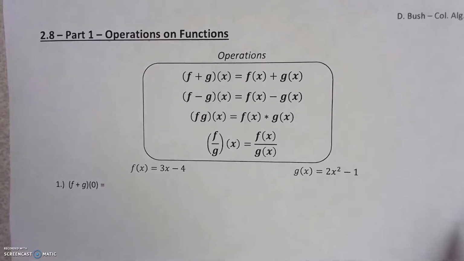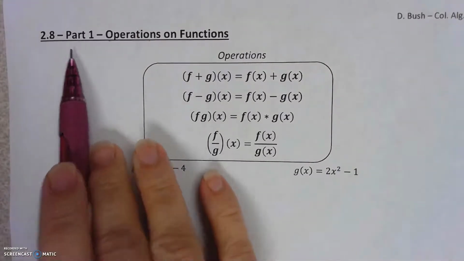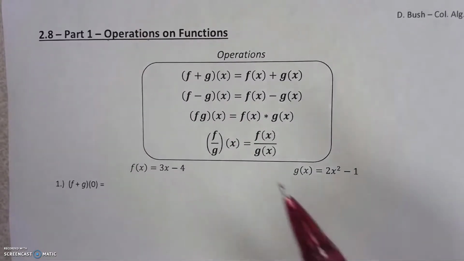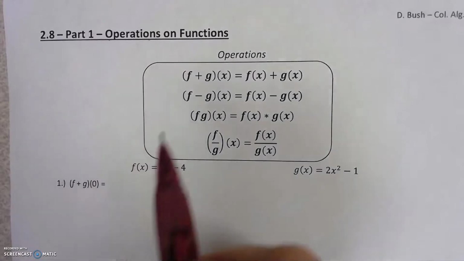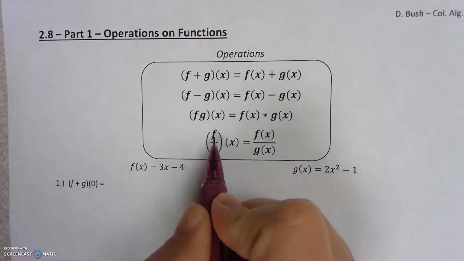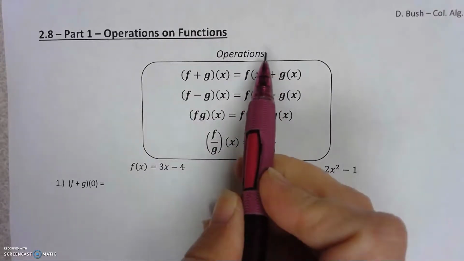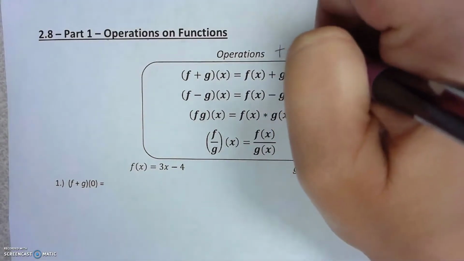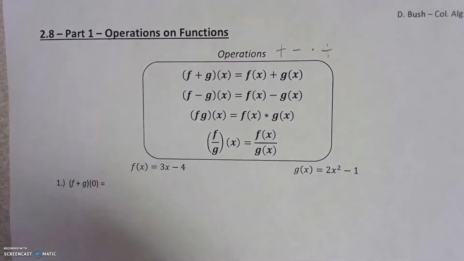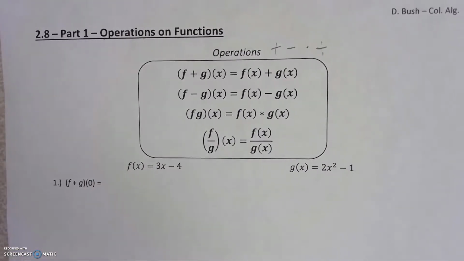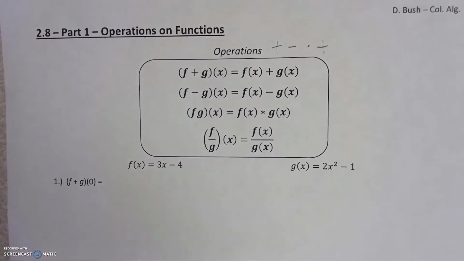This video will cover Section 2.8, Part 1, Operations on Functions. So we have been looking at functions. Operations on functions, mathematically speaking, means add, subtract, multiply, and divide. So anytime you hear operations when we're in algebra, those are the four things we're going to think about: add, subtract, multiply, and divide. And we're going to be doing that with functions, which we have done some of this already throughout the semester. And this really is no different than when we were talking about polynomials.